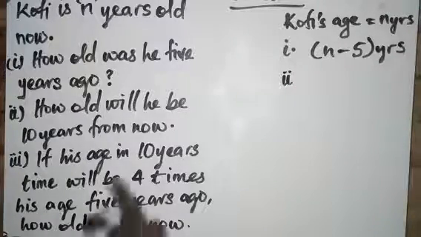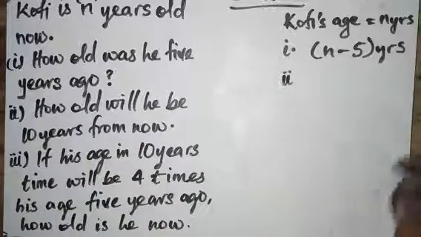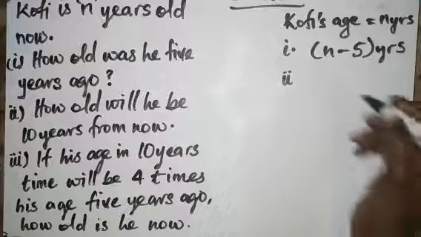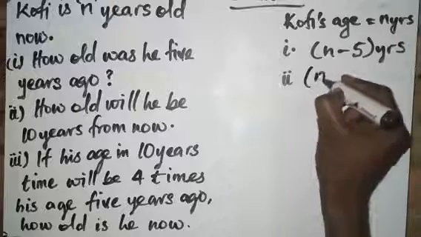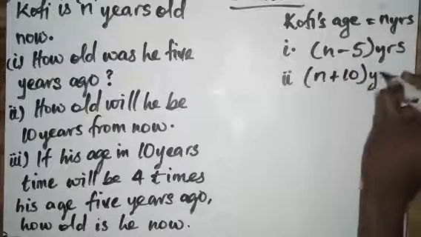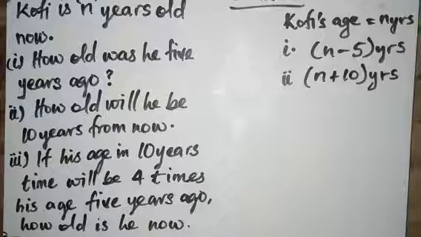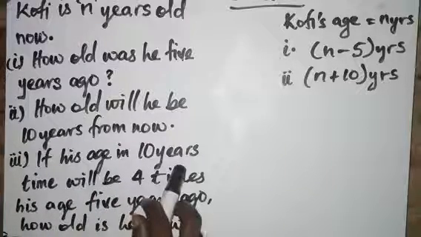Okay. Then it goes on to say, how old will he be 10 years from now? So 10 years from now means an additional 10 years. So in 10 years from now, Kofi will be n plus 10 years. Good.